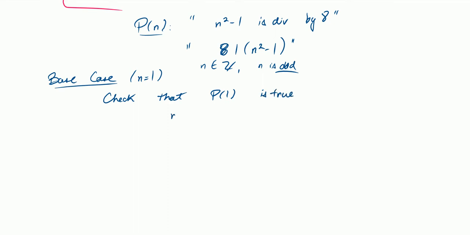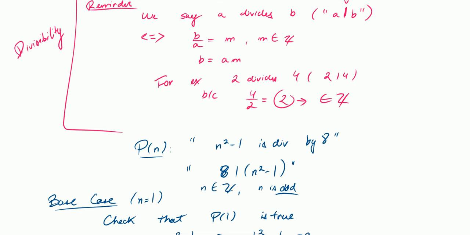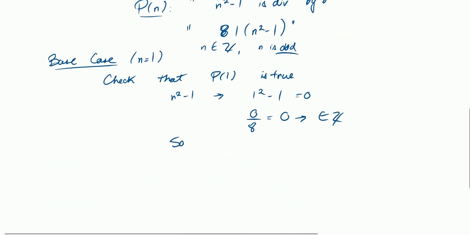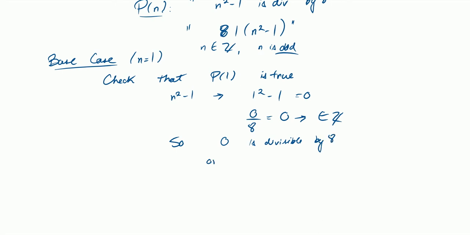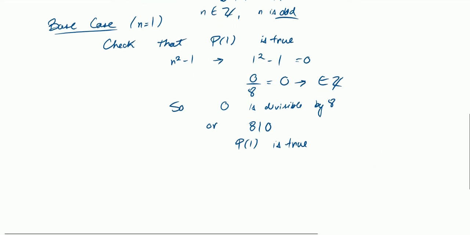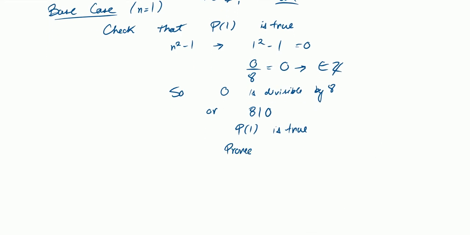Well, let's see. n squared minus 1 becomes 1 squared minus 1, which is equal to 0. And when you take 0 and divide it by 8, that gives you 0. Is 0 an integer? Yes, it is. So by the definition I just gave you of divisibility, we can say that 0 is divisible by 8, or 8 divides 0, meaning that P1 is true. So I've proved my base case.